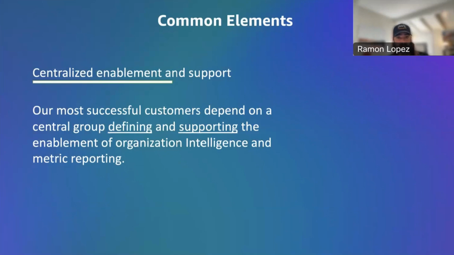Okay, so this is user management, something that is important to evaluate based on your use case. In the same vein, we want to think of the concept of centralized enablement and support within the organization. Something that I've seen across all of our successful customers is that they depend on a central group, which can be small or large, that defines and supports the enablement of organizational intelligence and metrics reporting, dashboards, insights, etc., through the organization. The central group has a vision and a strategy, and they're looking to support, based on that approach, all the users within the organization.